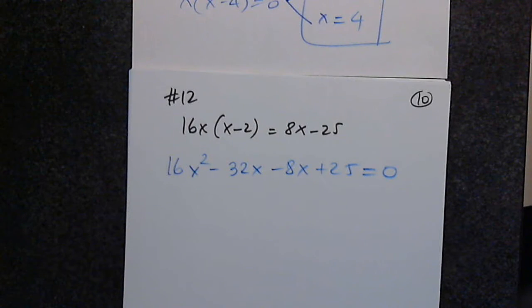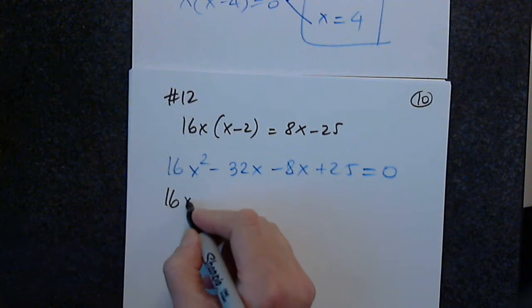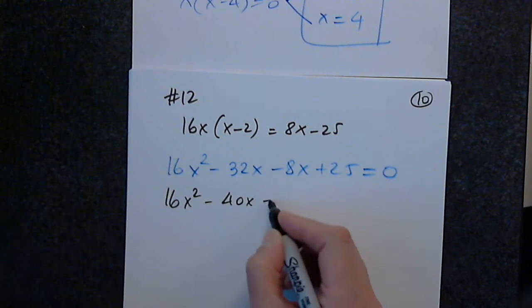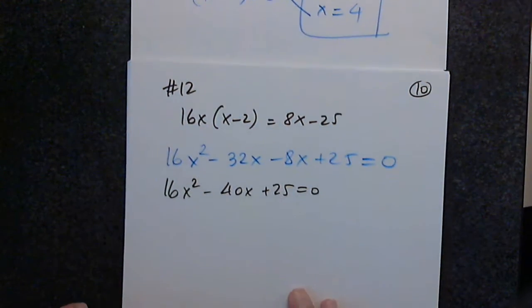Any questions on this step? So I distributed 16x to x and to negative 2. And then I moved 8x to the other side and negative 25 to the other side. So if a term is positive on one side, when we move it to the other, it changes its sign. When it's negative, it's positive on the other side, and the other way around. Okay, so we combine our terms now. We get 16x squared minus 40x plus 25 equals 0.